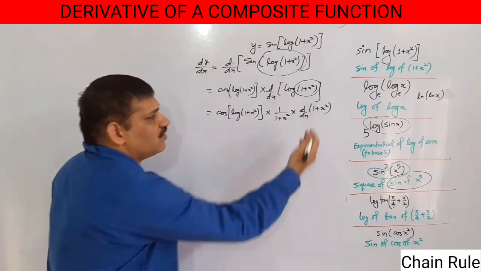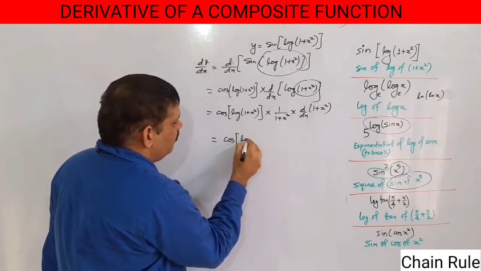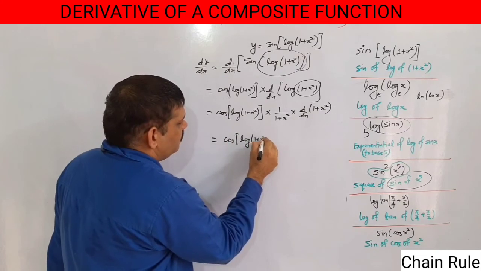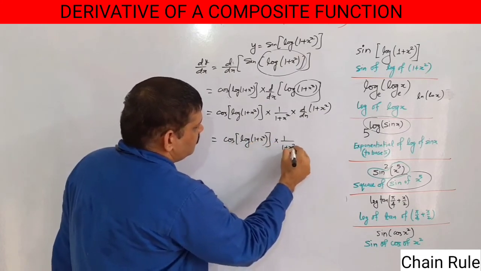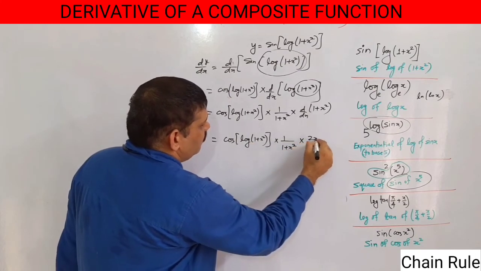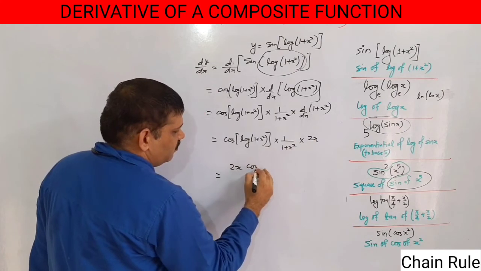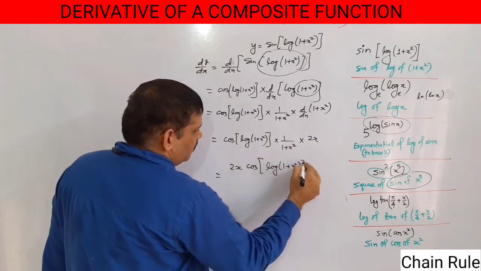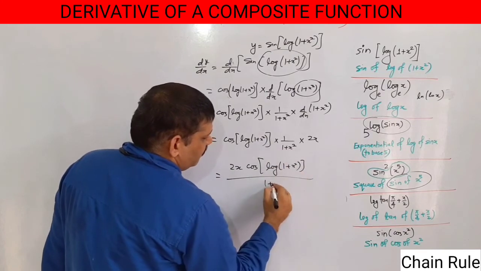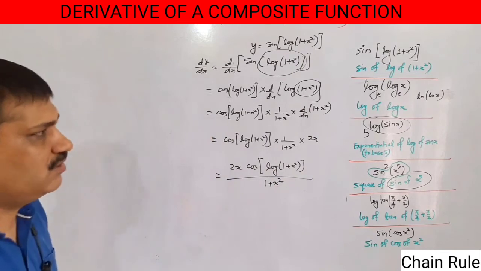Now what will the derivative of 1 plus x square be? It is 2x. So this is cos of log of 1 plus x square into 1 upon 1 plus x square into 2x. So in the numerator we have 2x into cos of log of 1 plus x square. In the denominator we have 1 plus x square. So this is our final answer.